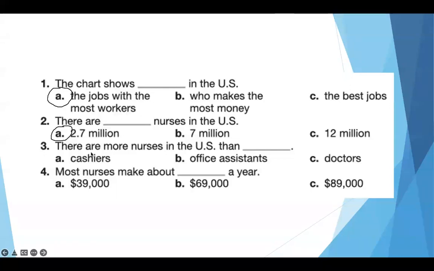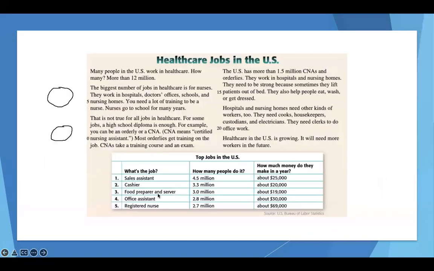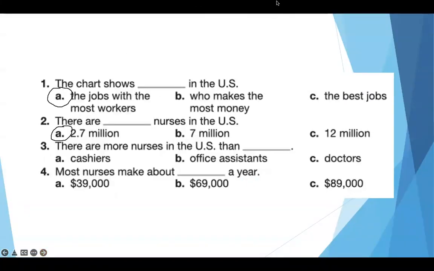All right, let's try number 3. There are more nurses in the US than A, cashiers, B, office assistants, or C, doctors. Now, this is a tricky one because the reading did not say anything about doctors. But if we look at the chart, we can see that there are more sales assistants and cashiers than there are registered nurses. So by process of elimination, we know that choice A and choice B is not correct. And therefore, the correct answer must be doctors.